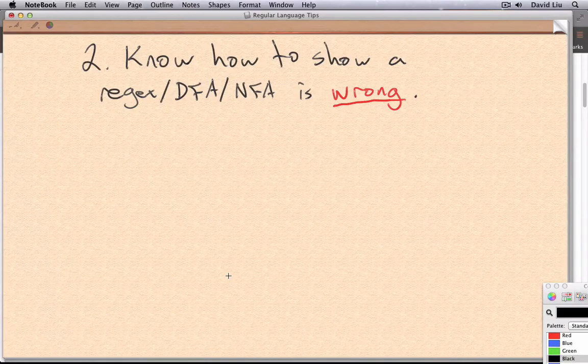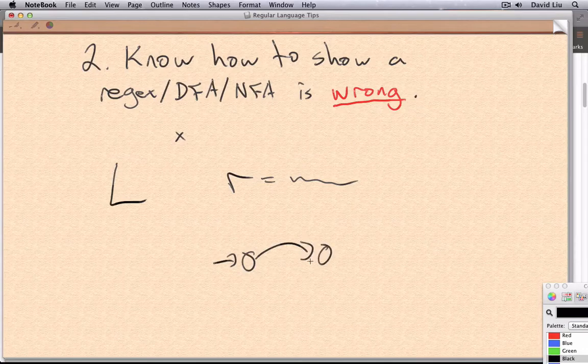On the flip side to writing regular expressions or finite automata for certain languages, it's really, really useful to know how to convince yourself that your answer is wrong. And remember, this is actually very, very easy to do, but it's a skill that's somehow overlooked a lot. If you have a language L, and then say you have some regular expression R, which is equal to something, if you want to show that R is not the right regular expression representation of L, all you need to do is give some word X that's either in the language but not matched by the regular expression, or X is matched by the regular expression but not in the language. And the same is true for any sort of DFA or NFA that you draw.